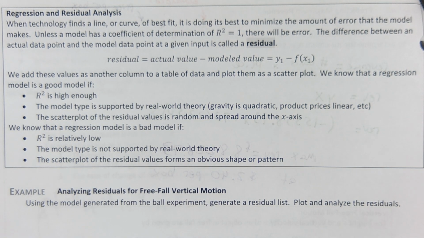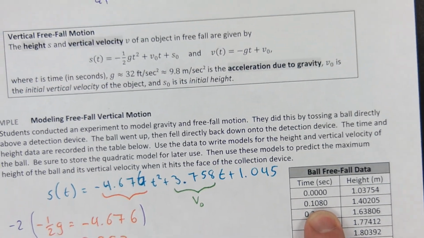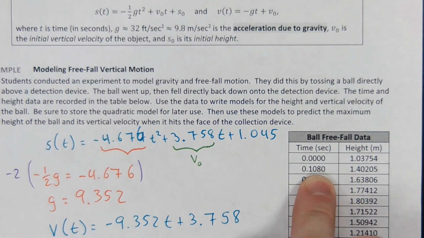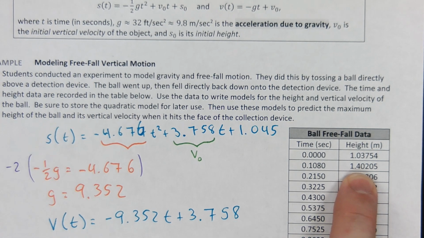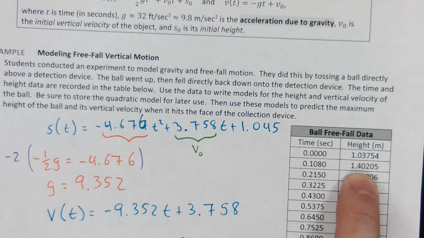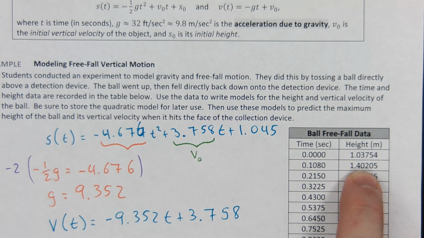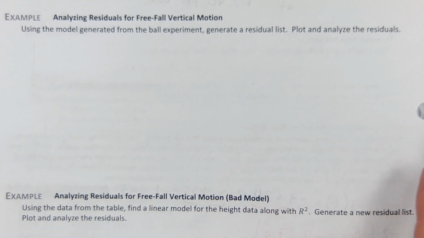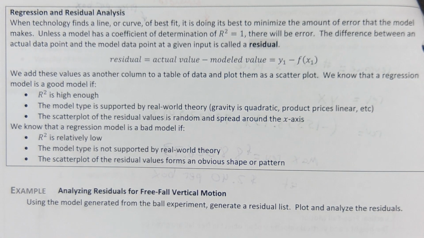It's kind of like a residue, a leftover. What I'm getting at is if I used time equals 0.1080 in this model, would it give me exactly this height? No. It would be off by just a little. And the difference between what the model predicts and what the actual value is called its residual. And the values of the residuals tell us whether or not we have a good model when we plot them against the x values.